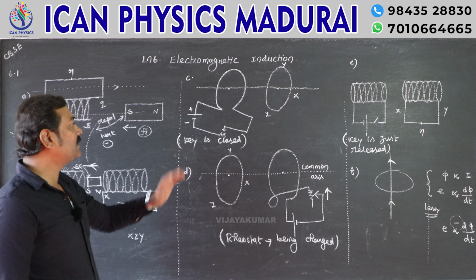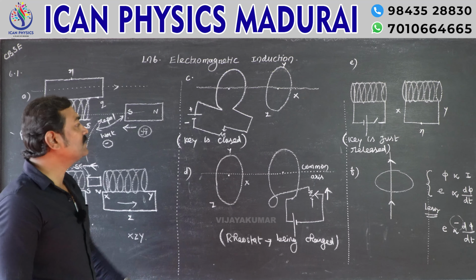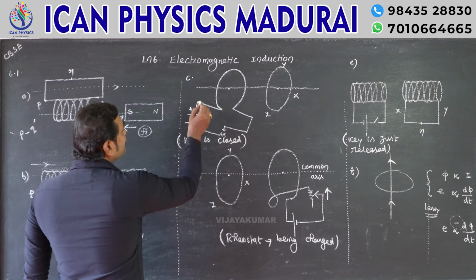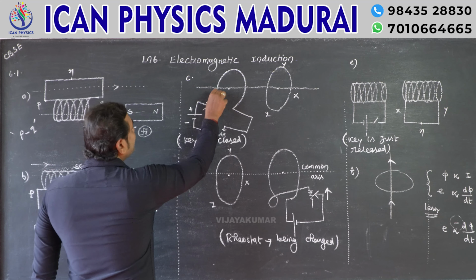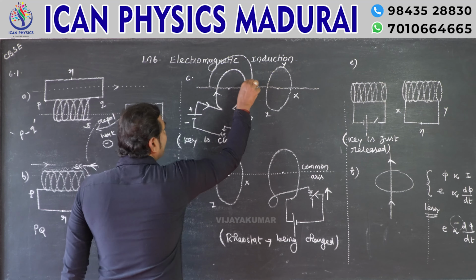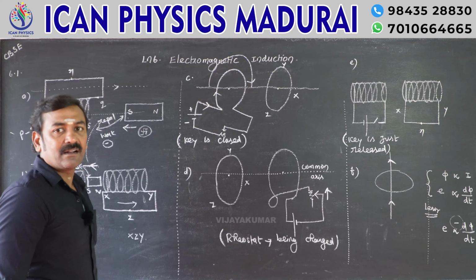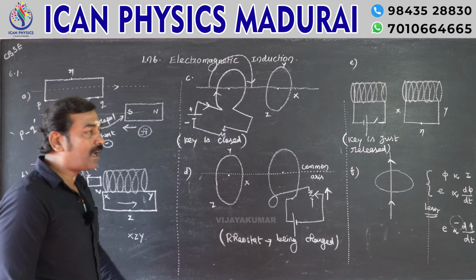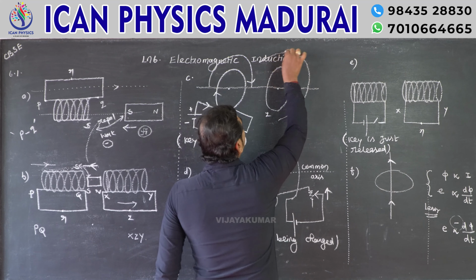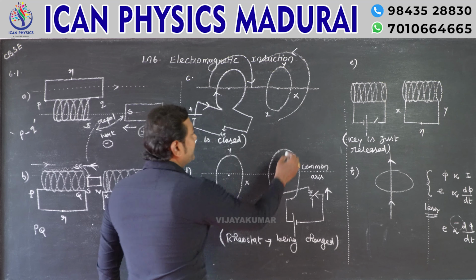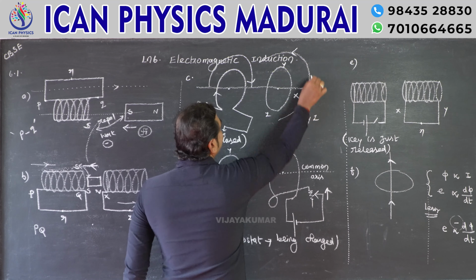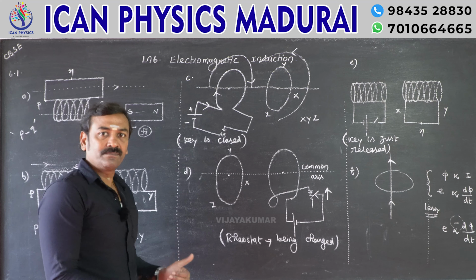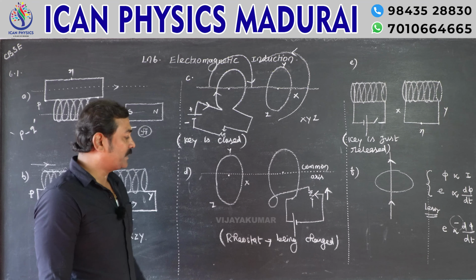No doubts. Okay, the third one, the key is just closed, closing the key. So when the key is closed, the current is flowing in the clockwise direction. Automatically, the induced current is produced in the opposite direction. So it flows in the anti-clockwise direction. That is X, Y, Z. Okay? Do you get it now? Do you have any doubts? No doubts. Now go to the next one.